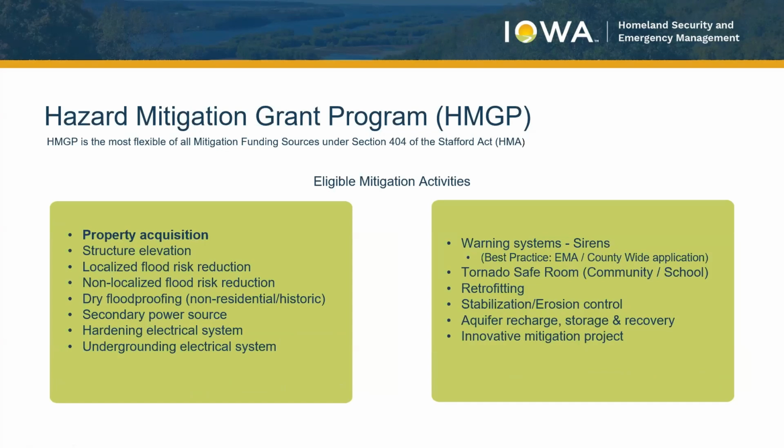The slide shows the eligible mitigation activities. There's property acquisition, structural elevation, localized flood risk reduction, secondary power sources, generators, hardening, undergrounding electrical systems, warning systems like sirens, and tornado safe rooms.